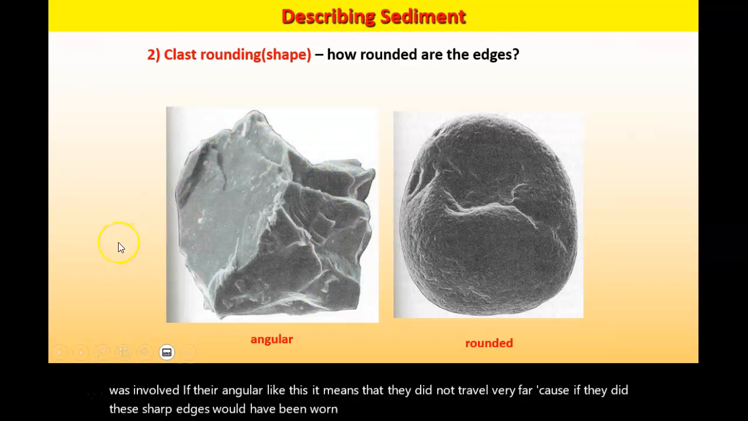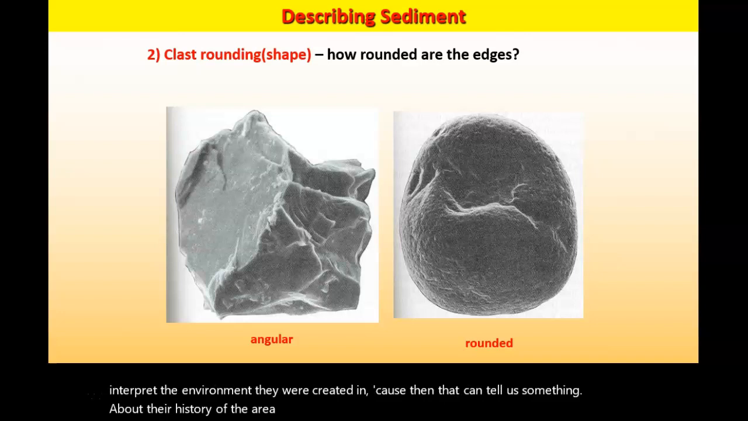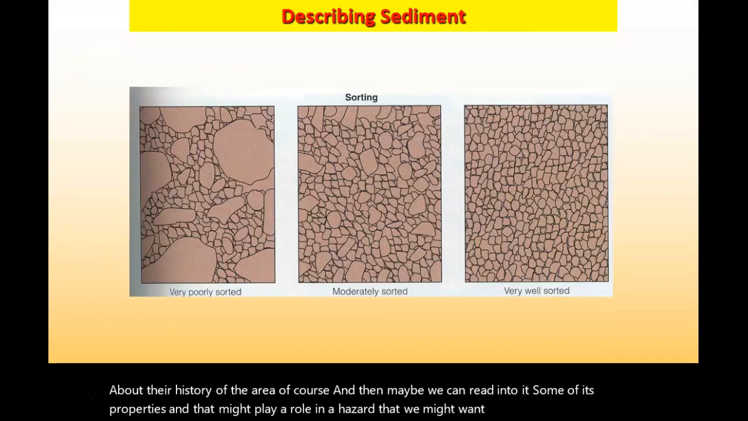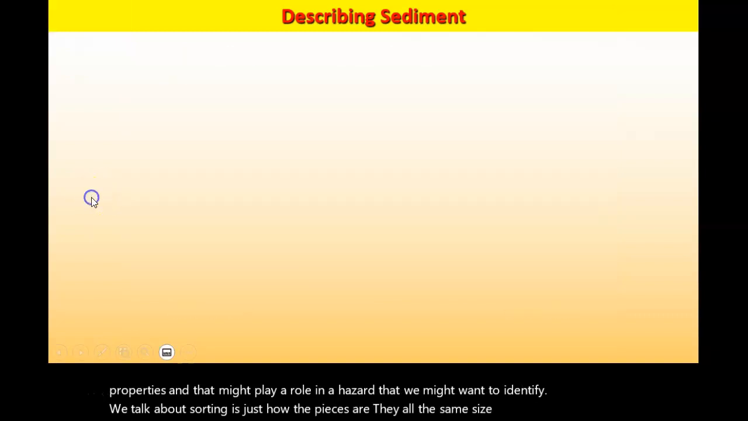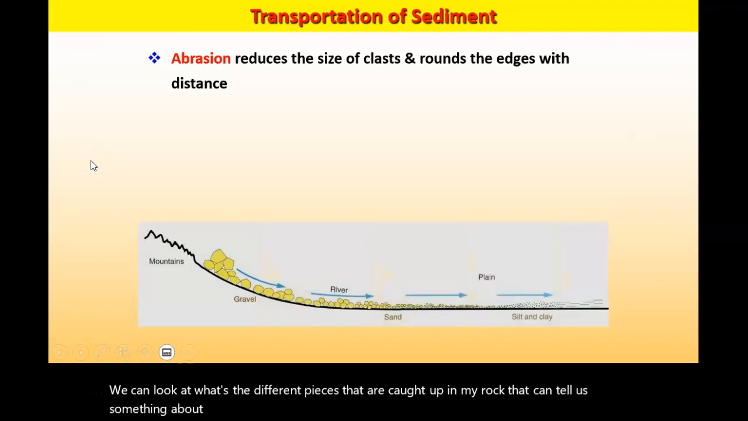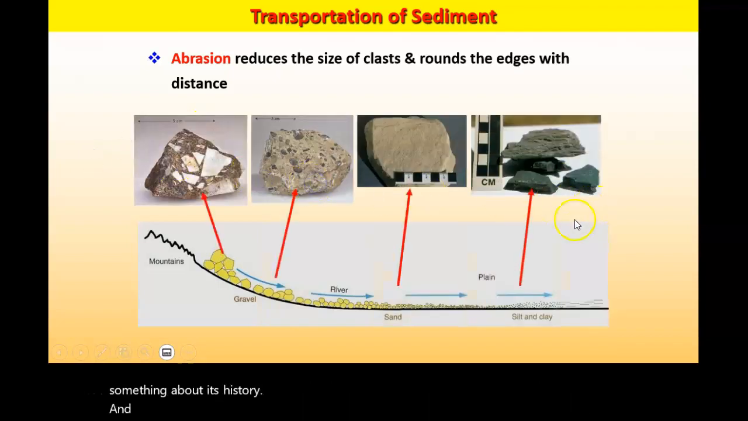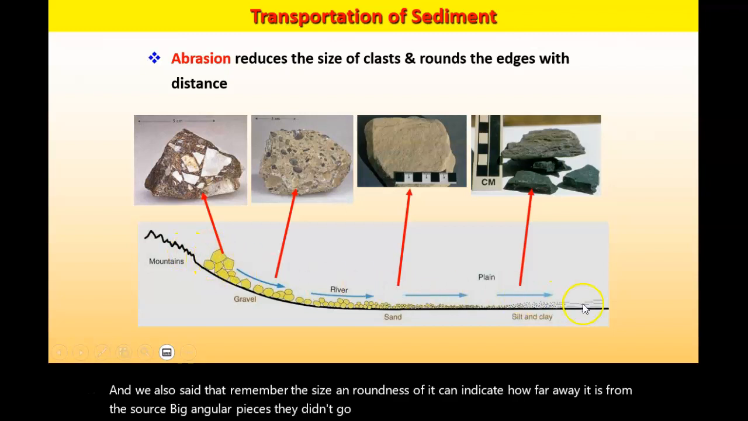And so once again, with all rocks, we want to interpret the environment they were created in, because then that can tell us something about the history of the area, of course, and then maybe we can read into it some of its properties, and that might play a role in a hazard that we might want to identify. We can talk about sorting. It's just how the pieces, are they all the same size or different? We can look at what's the different pieces that are caught up in my rock. That can tell us something about its history. And we also said that, remember, the size and roundness of it can indicate how far away it is from the source. Big angular pieces, they didn't go very far. The really small pieces, they went pretty far.